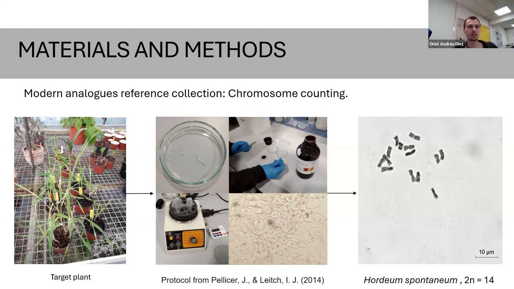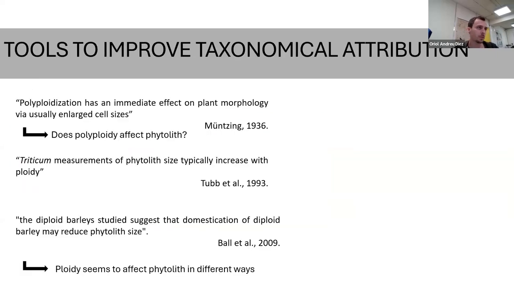It's another way to count it. Also here, it's important to have these remainings of the cell. I don't know if you can see it on your screen, but around these 14 chromosomes, you can see the remainings of the cell that was containing all this genetic material.